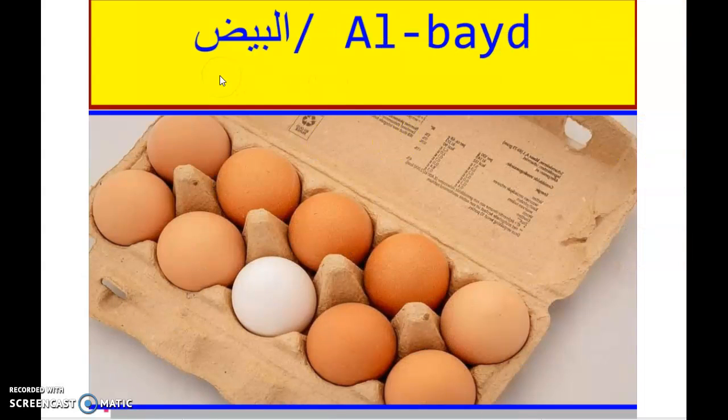Oh yeah, and here we have also البيض. Eggs. هل تحب البيض؟ أحب البيض كثيرا.